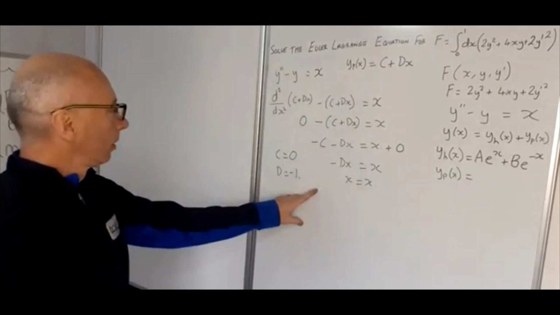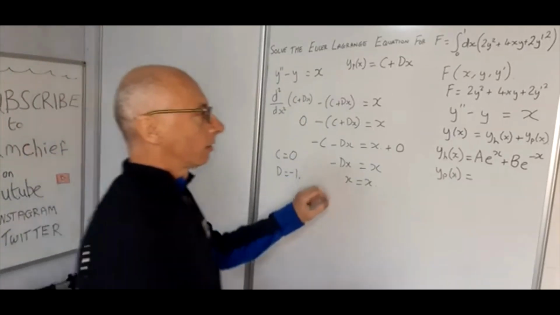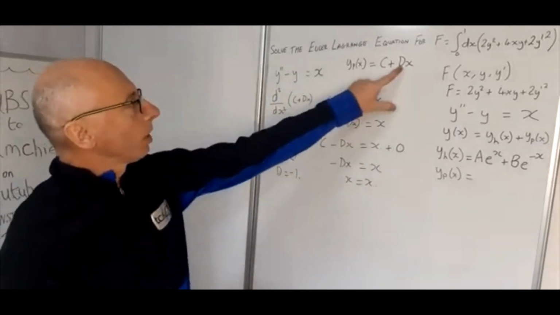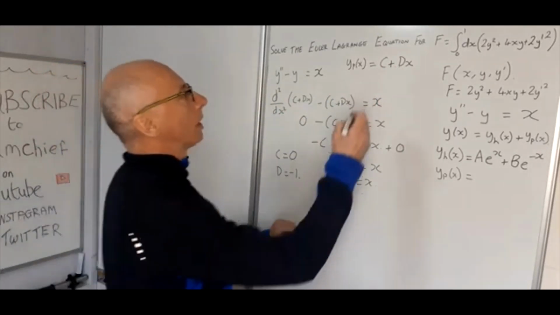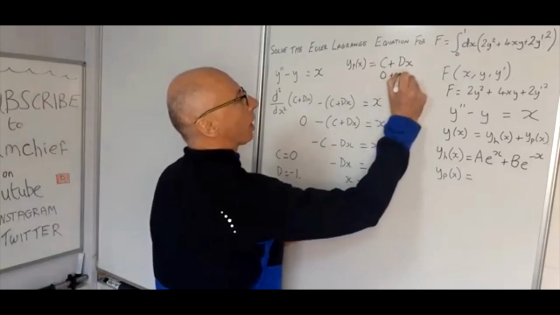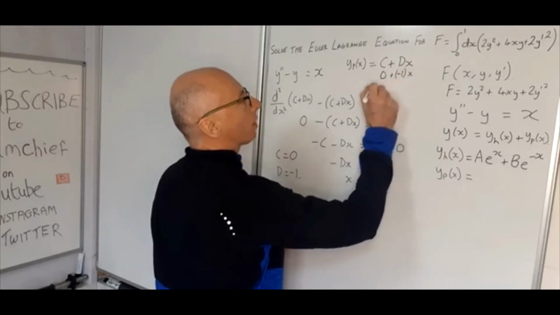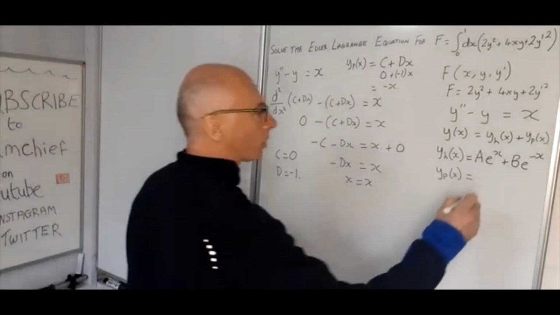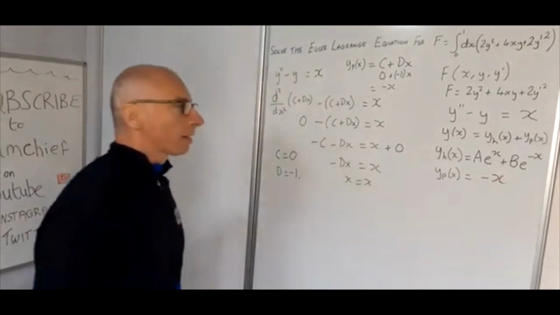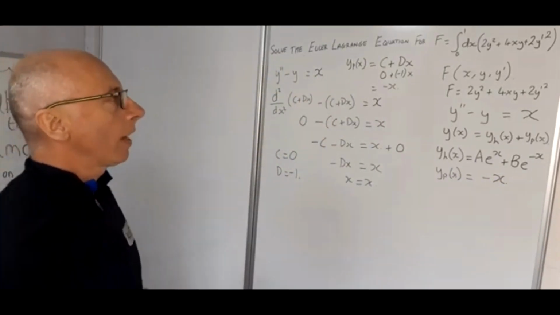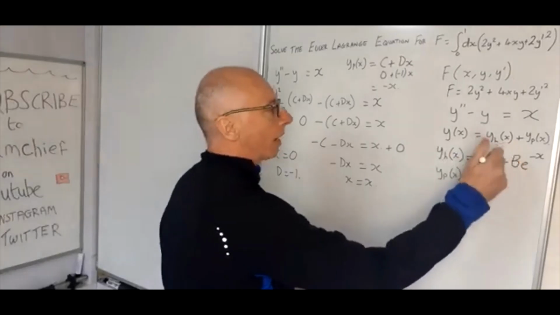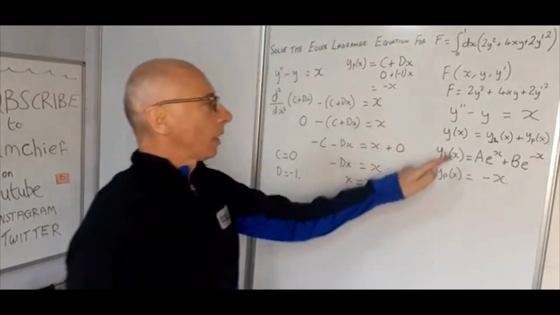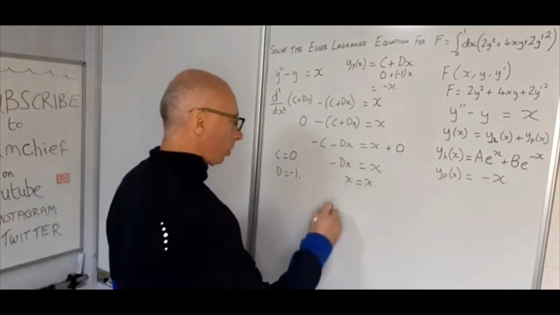So now we can write our particular solution for x. So that is going to be c plus dx. So our d is minus 1, and c is 0. So I'm going to write this c plus minus 1 x, which equals minus x. So yp of x equals minus x. So that's what we got there. So now we can write in there now. Oh, I've just taken that bit off the board. Let's keep that on. We can now be ready to write our solution for y of x.